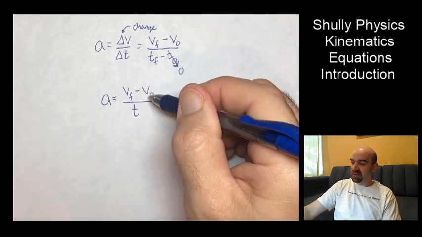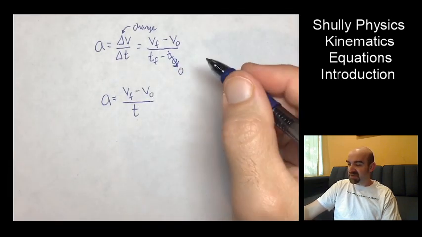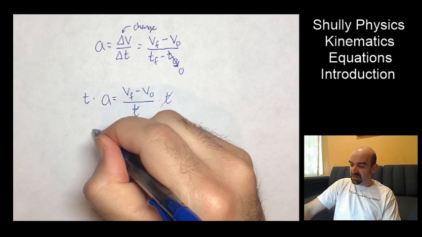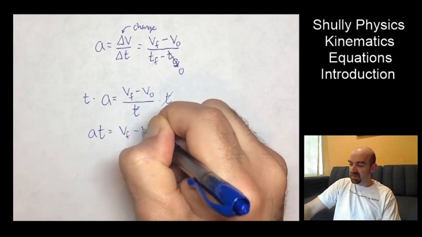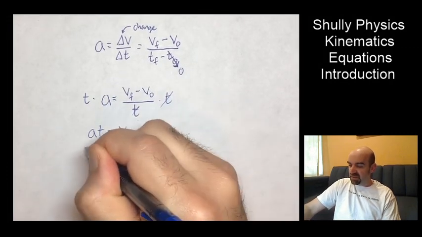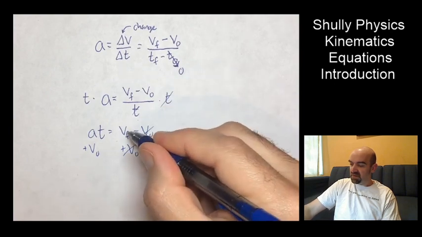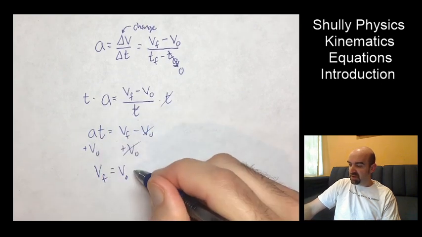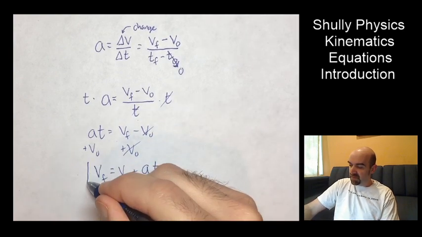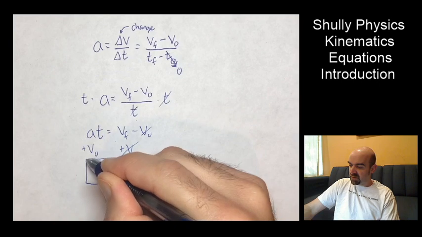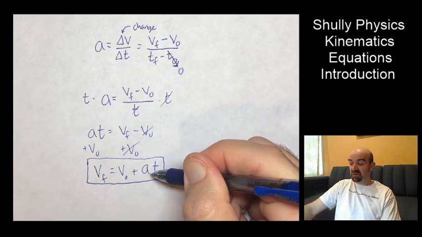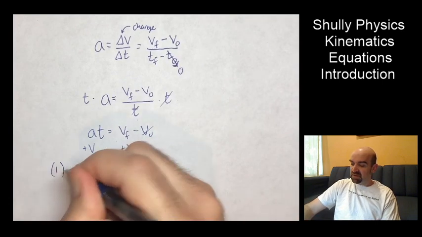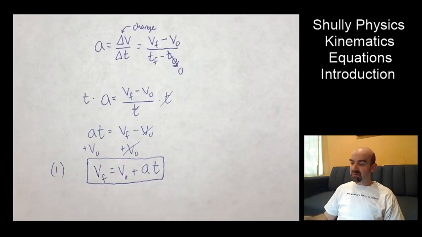And I don't like fractions too much, so what I'm going to do is multiply both sides by t. Do a little algebra here. That gives us a times t equals vf minus v0. And adding the initial velocity to both sides gives us the final velocity is equal to the starting velocity plus at, acceleration times time. And this is a wonderful place to start if you're ever talking about objects accelerating, increasing or decreasing their speed from v0 to vf in a certain amount of time t. Right. This is our first equation of motion. It's going to be the first tool out of 3 we're going to be looking at.